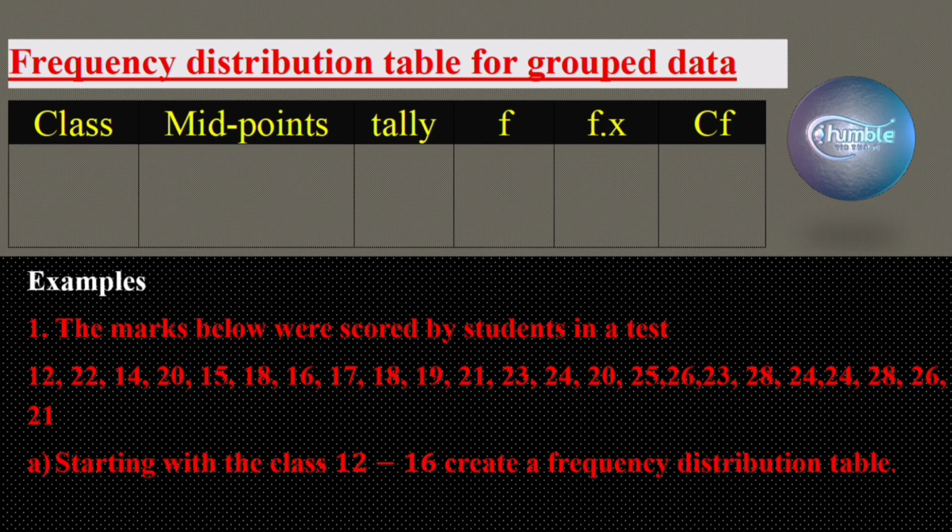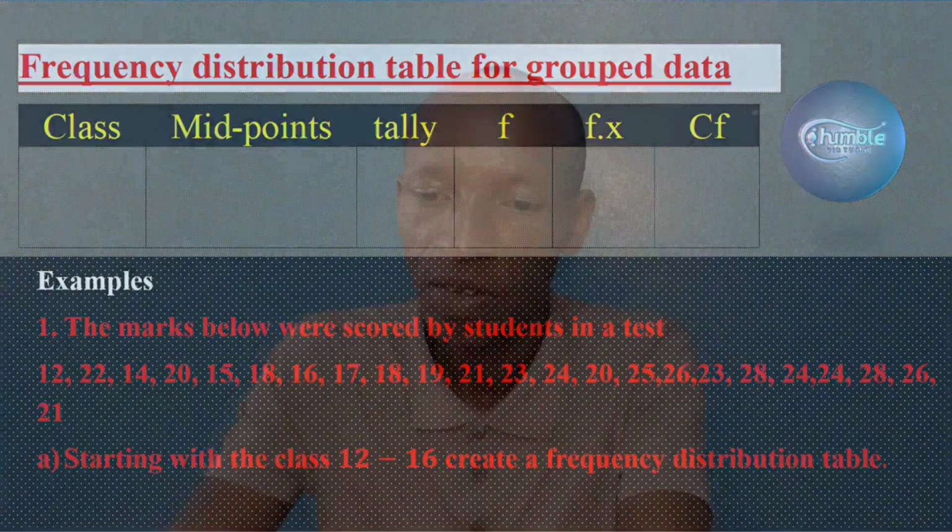So, example: the marks below were scored by students in a test. We have those particular marks, and then we're told, starting with the class 12 to 16, create a frequency distribution table. Now, to do this, first of all, you need to understand what the class interval is in this particular class, 12 to 16. What is the class interval? Because knowing the class interval will enable you to know how your classes will be moving.